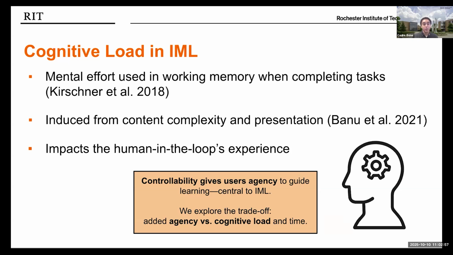So there's also a trade-off with giving agency to humans. Controllability gives more agency to the human in the IML system, but there's a trade-off with cognitive load there.